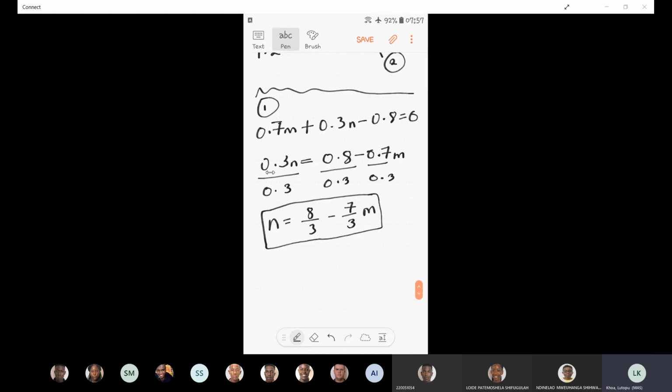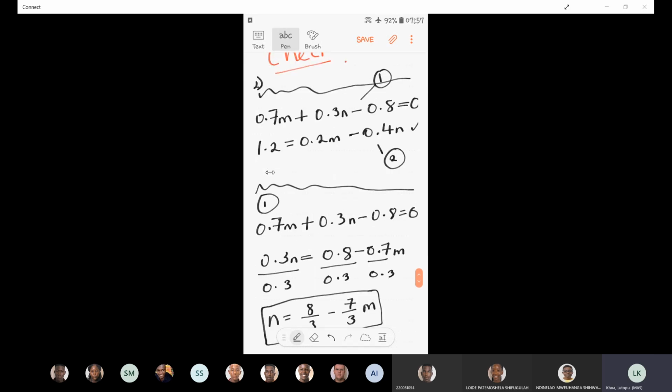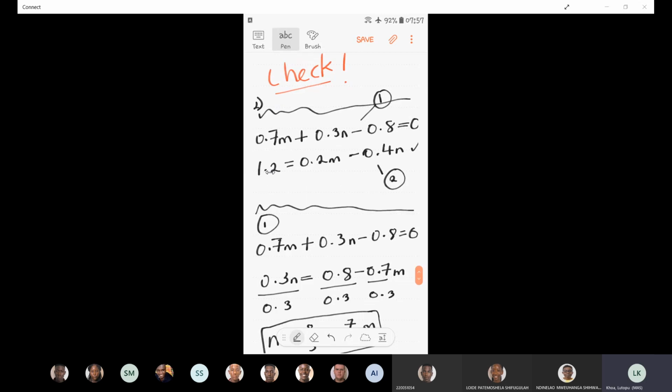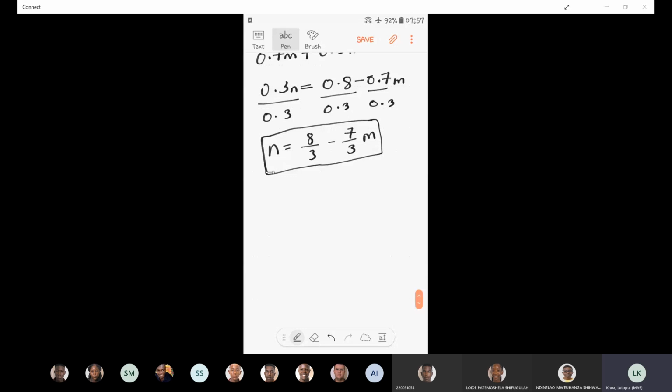And the second equation was this one here. 1.2 is equal to 0.2m minus 0.4n. So let us do that. So I have 1.2. And this is equal to 0.2m minus, okay, I'm going to write this down here so I have some space, 0.4n, and then the value of n, this is 8 over 3 minus 7 over 3, and then I have m over there. So the 0.8 will multiply inside like that, and then I will simplify as far as possible.